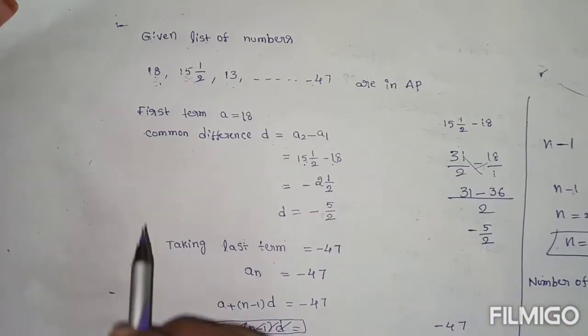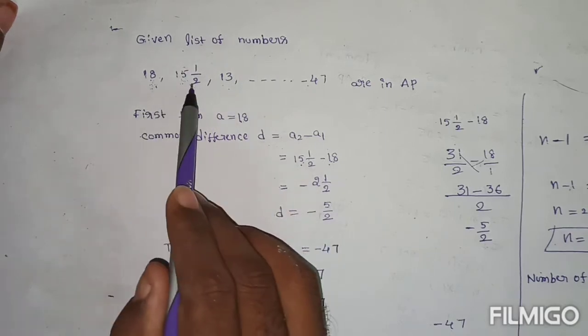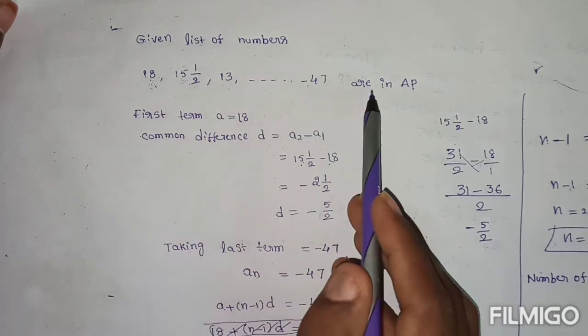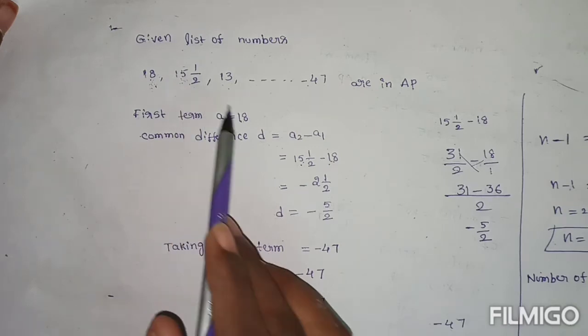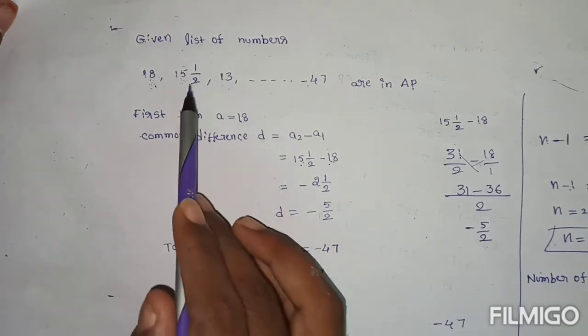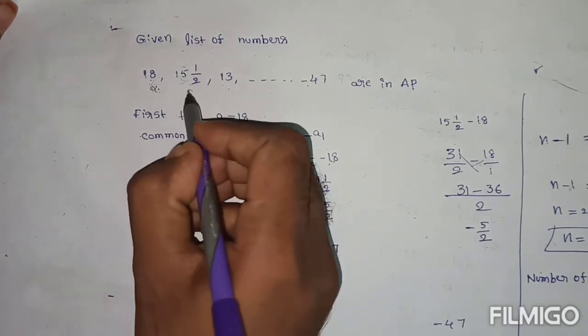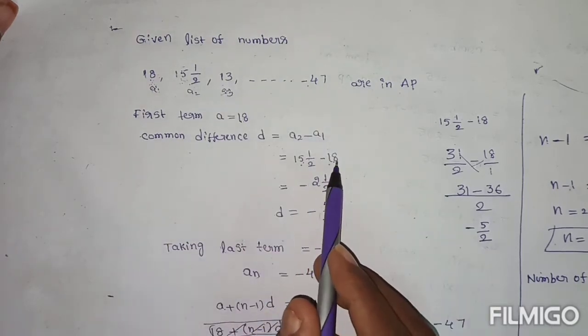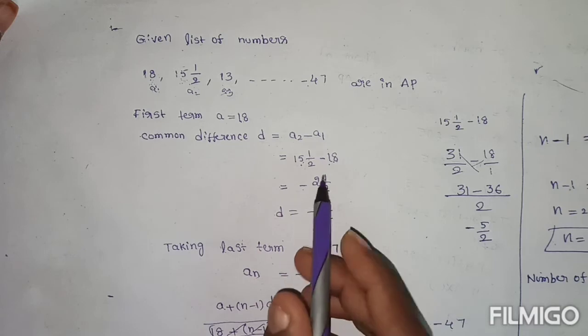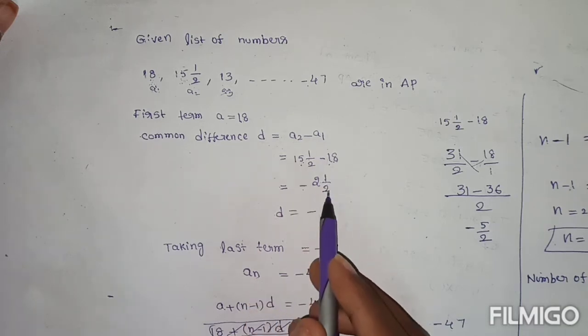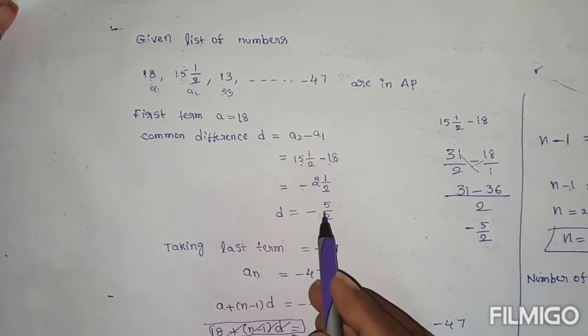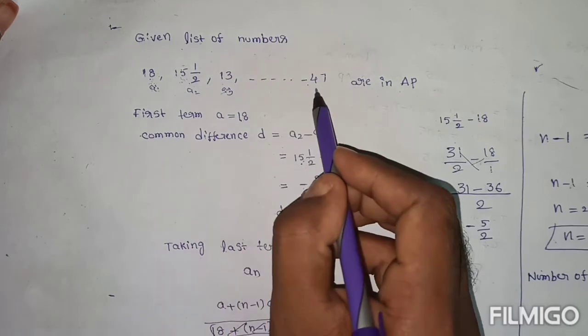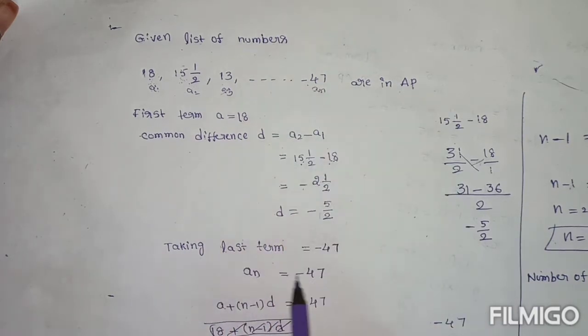Okay, so the given list of numbers 18, 15 and half, 13 and so on to minus 47 are in AP. First term A equal to 18, common difference D equal to A2 minus A1. So this is A1, A2, A3. So 15 and half minus 18. 18 rupees is the bigger number; from 18 rupees, 15 and half rupees gives 2 and half rupees. So D equal to minus 5 by 2.